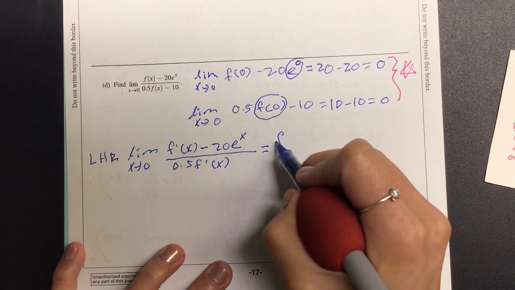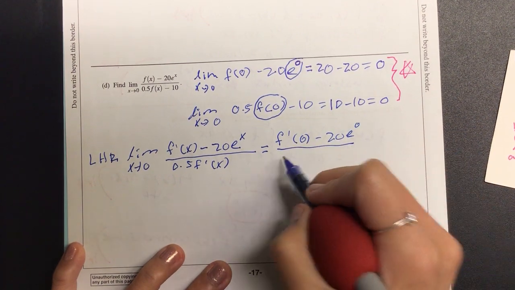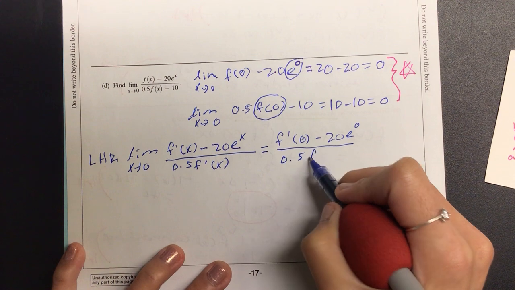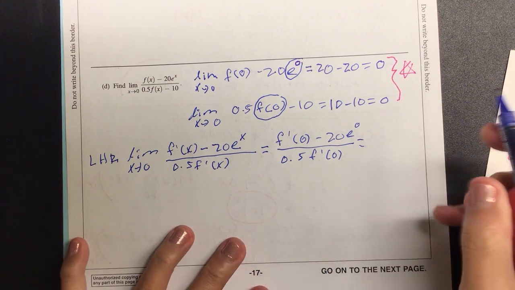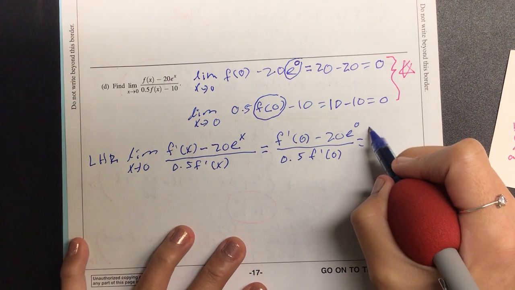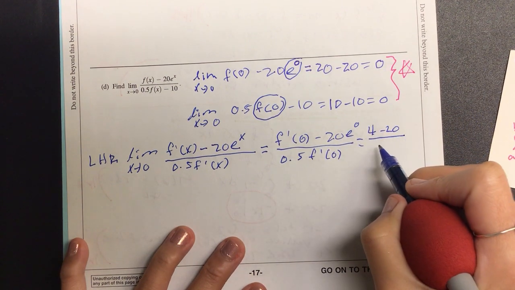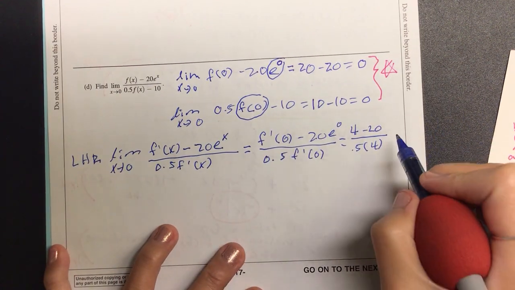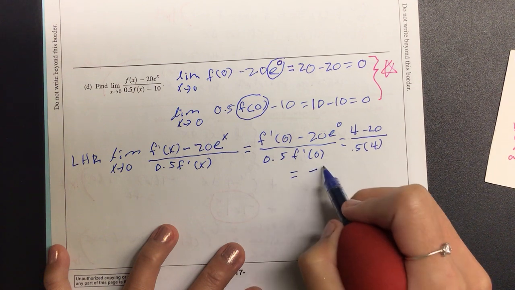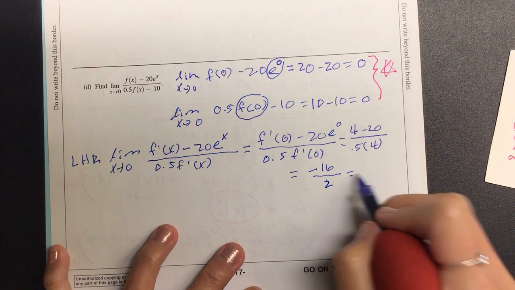So let's plug it in. Plug in the 0. So we have f prime of 0 minus 20 e to the power of 0. Again, it's quite tedious. 0.5 f prime of 0. Now, go ahead and find f prime of 0 on your table. Just go back and forth. What number? 4. Minus 20, because negative 20 e to the 0. And then we have 0.5 times 4. And that's going to give us some number. Negative 16 over half of 4 is 2. We got to it, negative 8.